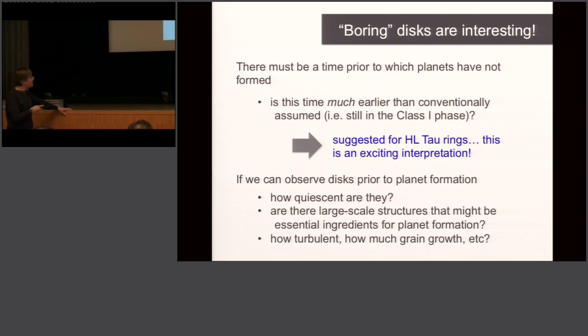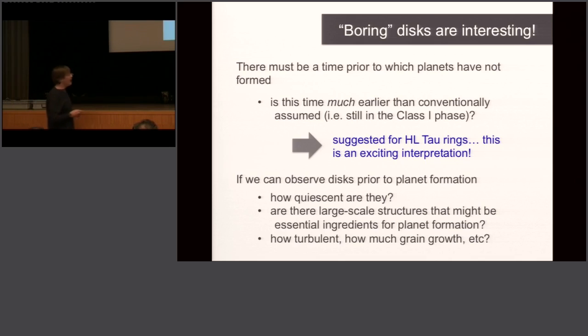Now, if we can observe disks prior to planet formation, if that planet formation has not, in fact, all happened at very early times, we are interested in questions such as how quiescent they are. Are there large-scale structures that might be essential ingredients of planet formation? Are they, in fact, populated by vortices throughout the disk, even before any planets have formed? And if they're turbulent, how turbulent are they, and can we relate that turbulence, for example, to what's happening in grain growth in the system?